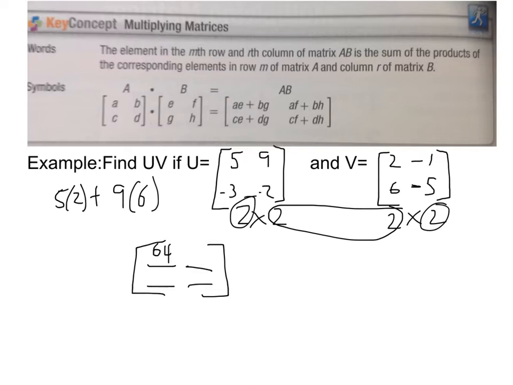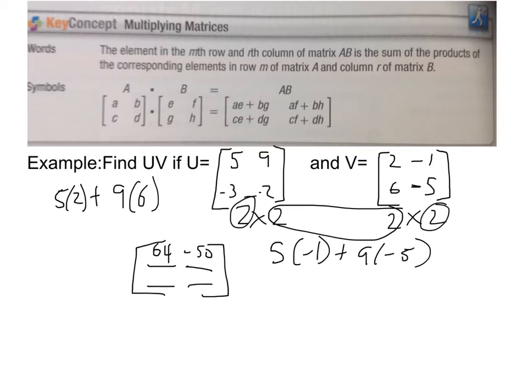Looking at this blank, that's in the first row, second column, so I'm going to take the first row times the second column now. That would be 5 times negative 1 plus 9 times negative 5. 5 times negative 1 is negative 5. 9 times negative 5 is negative 45. So that would give us negative 50.